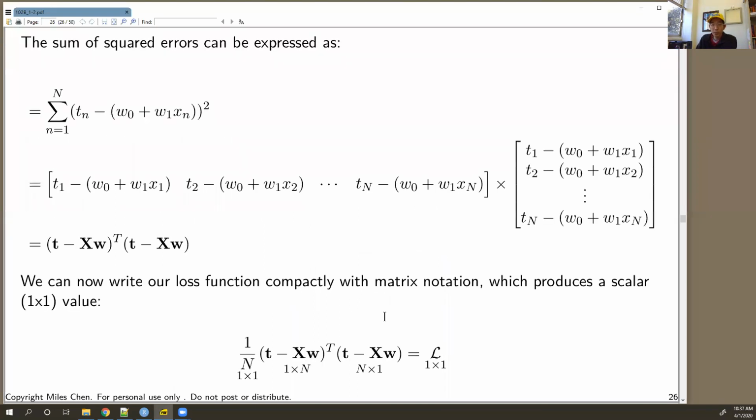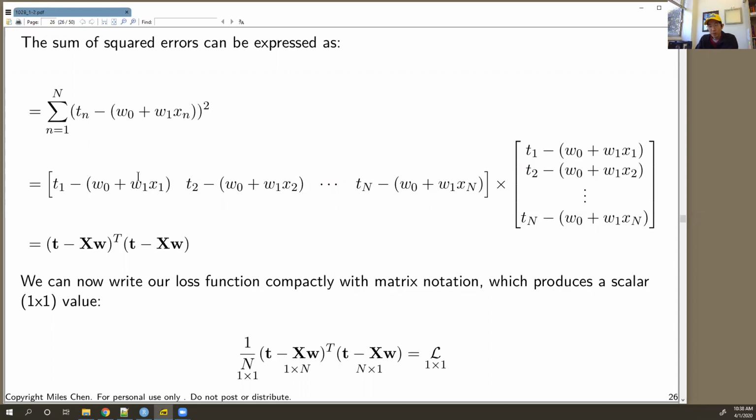All right, and therefore, when we create the loss function, it is each of these things squared. The residual squared. The sum of the squared residuals can be expressed as: take that T minus XW, this matrix, transpose it. And that's going to be the first value t1 minus the prediction for x1, t2 minus the prediction for x2, all the way up to t sub n minus the prediction for x sub n. That's this thing transpose times this.